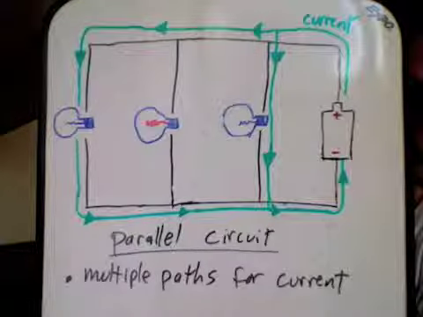I've tried to represent a burnt out bulb by the red again in the middle. No current is flowing there because that part of the circuit is now broken, but because there are other pathways for the current to follow, the other bulbs don't need to go out. The current can still flow down the other two branches of the circuit, and so those two bulbs will stay lit. So this is an advantage for a parallel circuit.